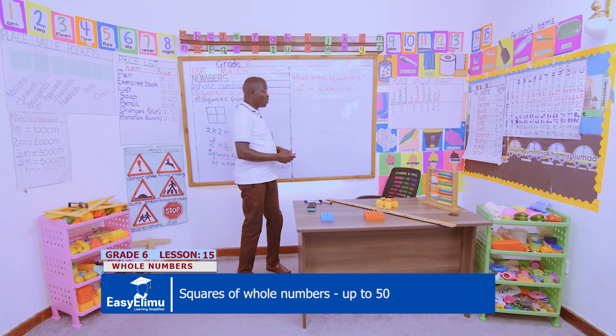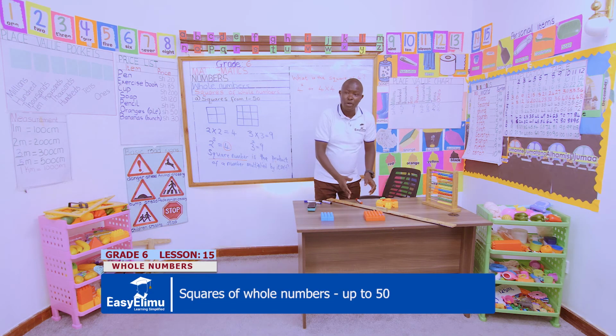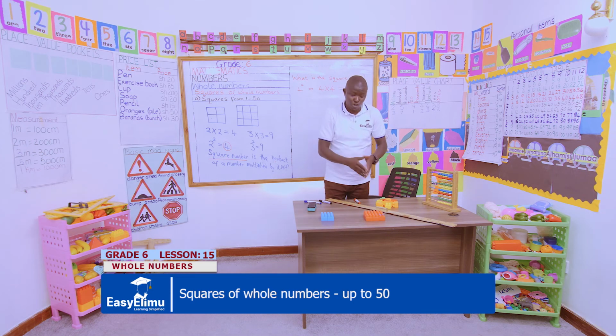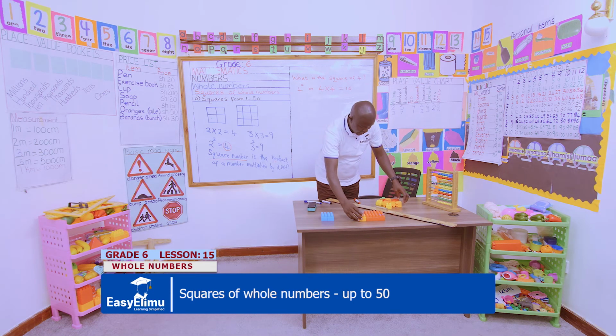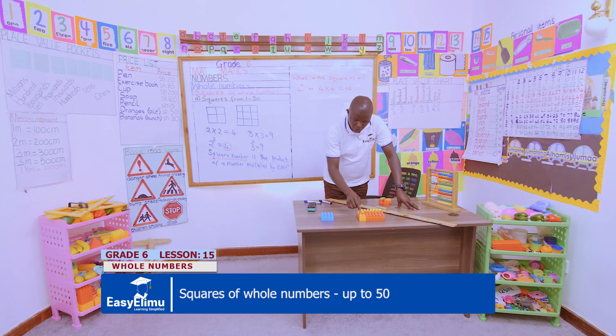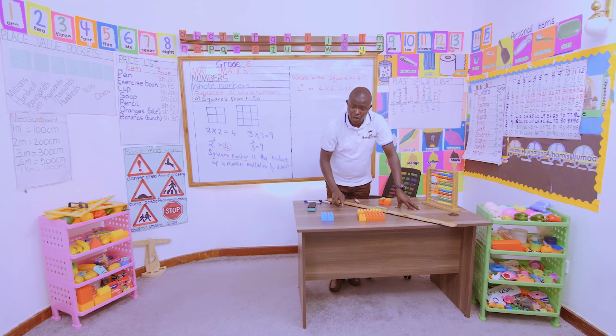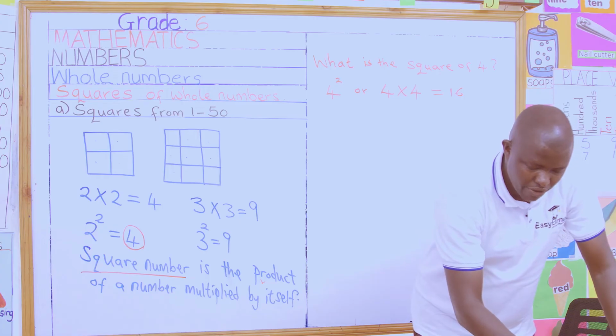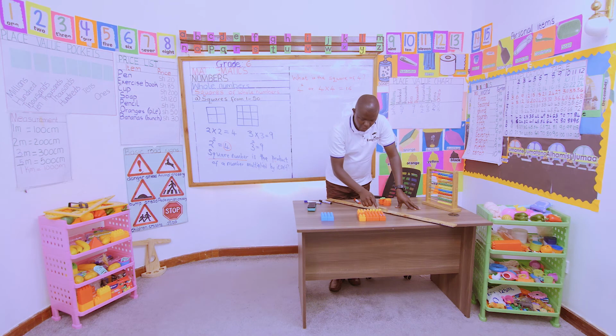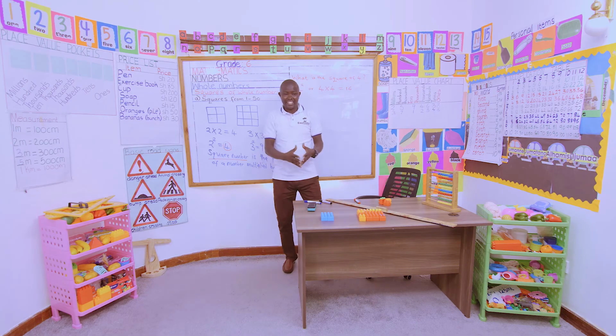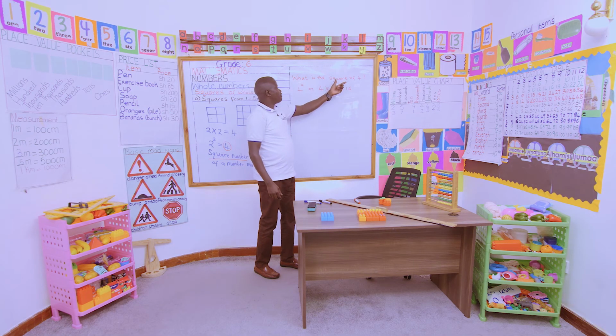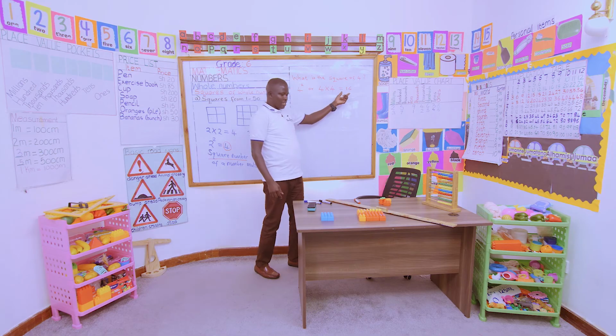In other words, if you were to show it here, it means now we have 4 columns and 4 rows. Let us try to see whether they are 4. 1, 2, 3, 4. 1, 2, 3, 4. So if you are to count all of them, 1, 2, 3, 4, 5, 6, 7, 8, 9, 10, 11, 12, 13, 14, 15, 16. We were correct. So square of 4 or 4 multiplied by itself is 16.